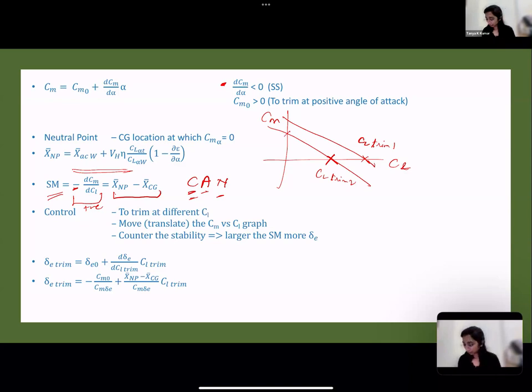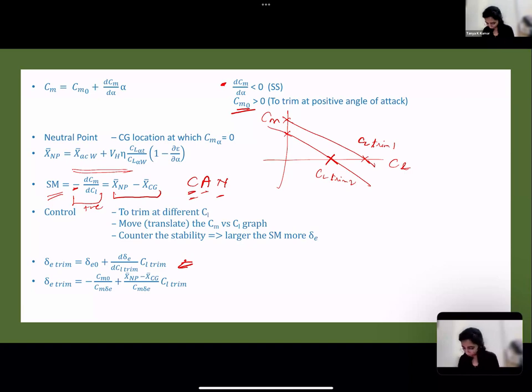So here what we can see is the CM naught value is changed, but the CM versus CL slope remains the same. So stability is same. Only the CM naught value is changed. Then we saw the equation of how much you should deflect your control surface to get the required CL trim. This is that equation, right? So delta E trim is the elevator required to trim the aircraft at the given CL trim. All the other values you know, just plug it in.